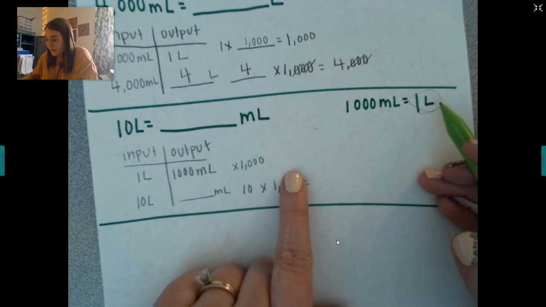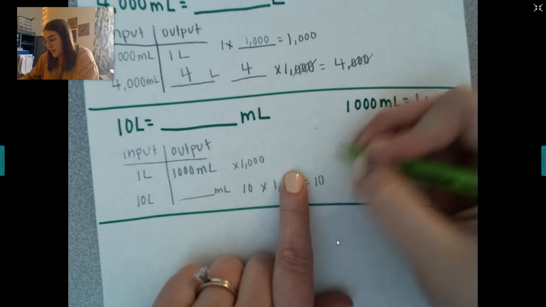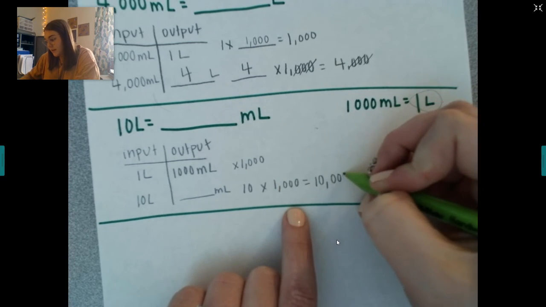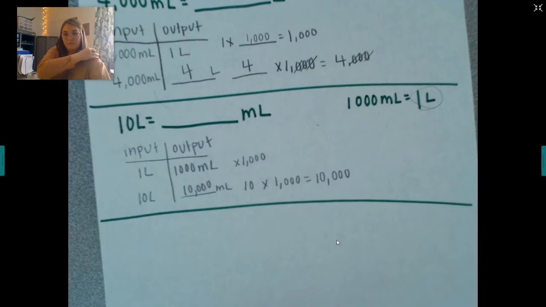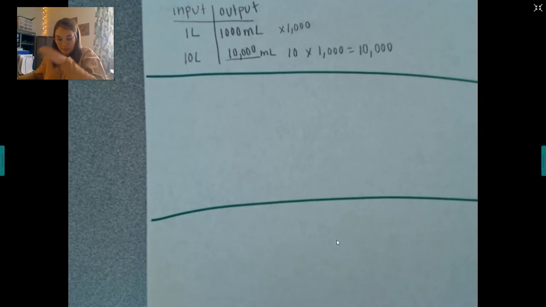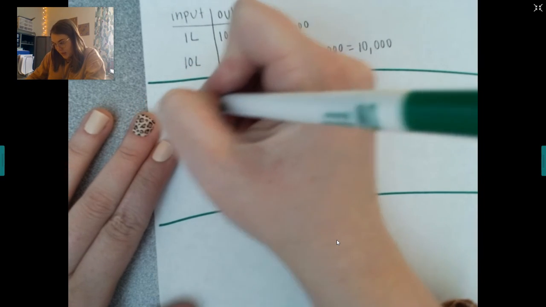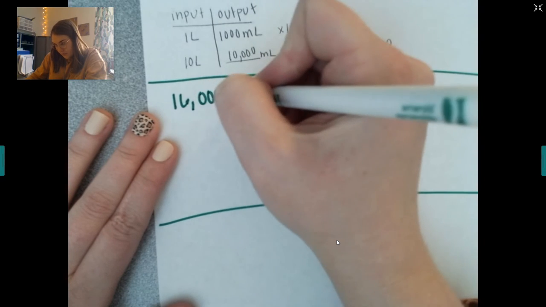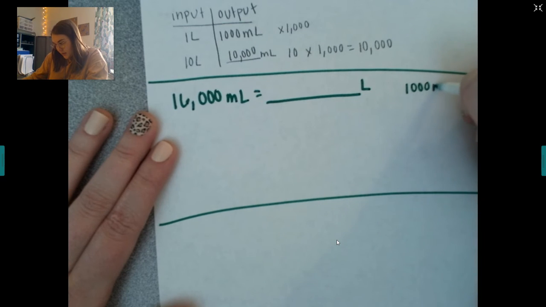So if I multiply 10 times 1,000, what am I going to get? Well, I cover up my 3 zeros and I do 10 times 1. 10 times 1 is 10. Now I add those 3 zeros back on and I get 10,000. So 10 liters is 10,000 milliliters. Okay, let's do another one. I'm going to try to get a little bit harder. Let's do 16,000 milliliters equals blank liters. Remember, 1,000 milliliters equals 1 liter.